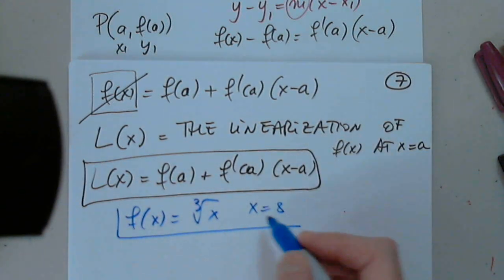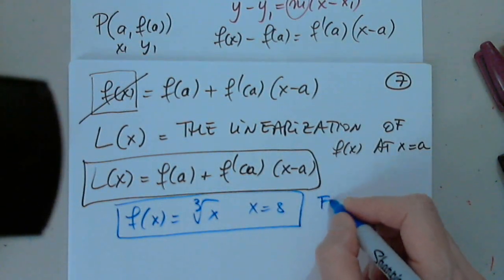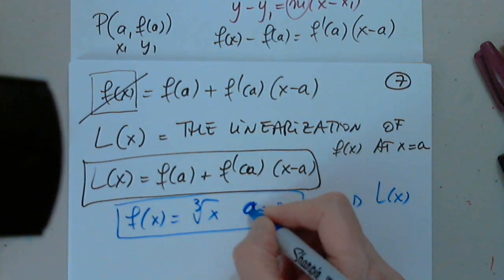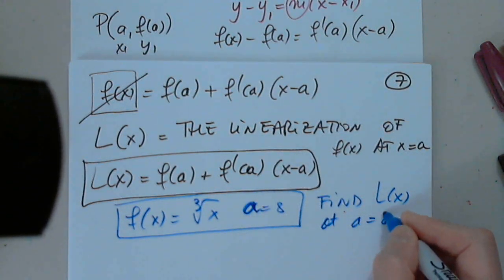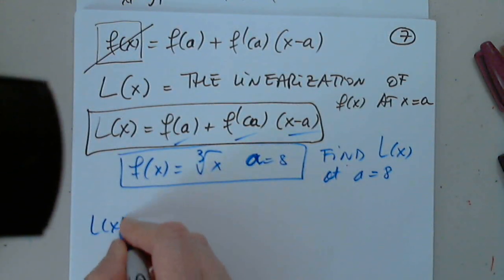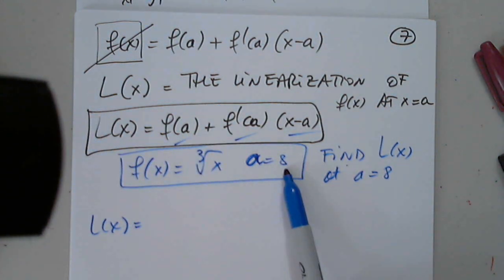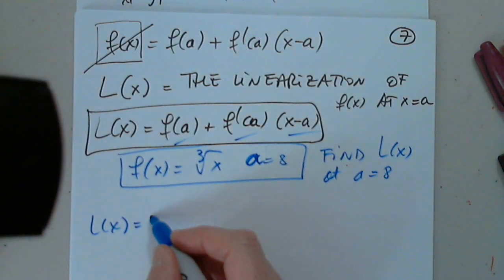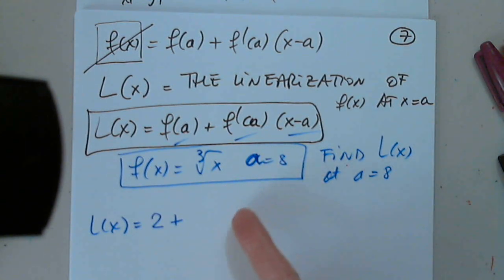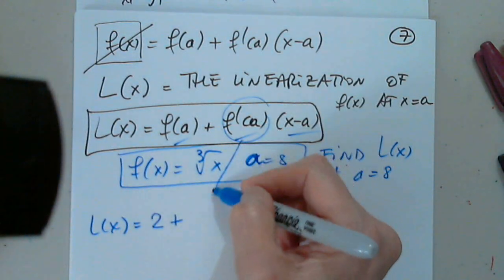So given this information, find L of x, the linearization at a equals 8. Okay, so all I have to do is find these pieces. L of x, you already told me that f of a is 2, plus I have to find f prime of x, plug in 2, and then in parentheses x minus 8. But I need to find this piece and put it here.